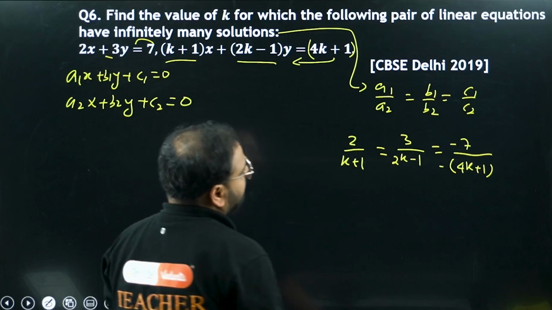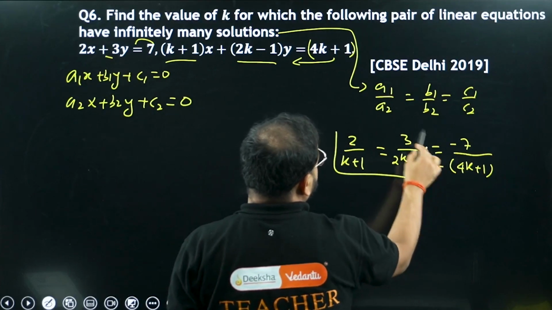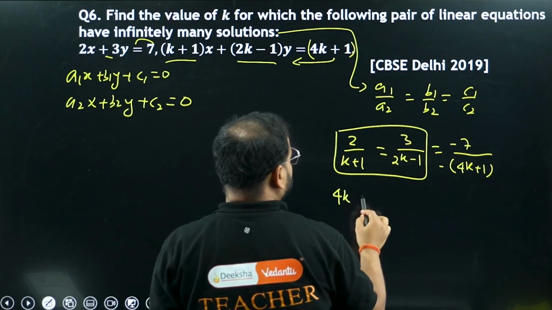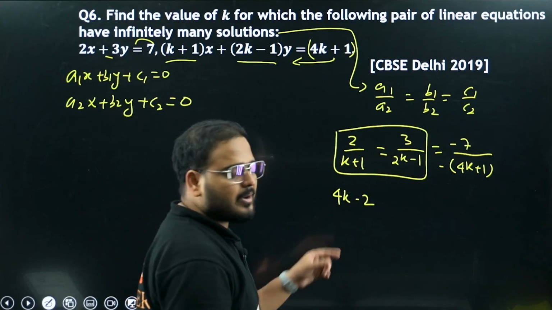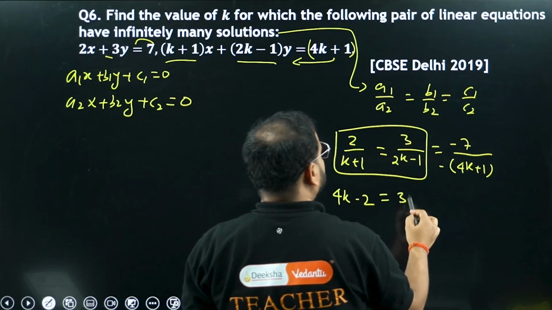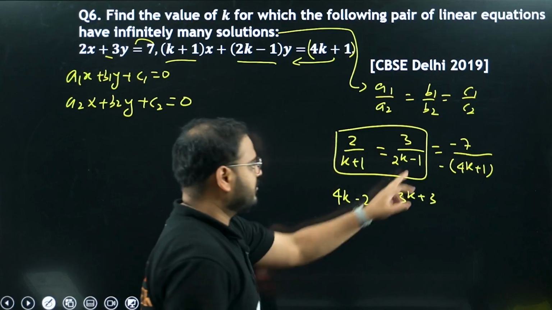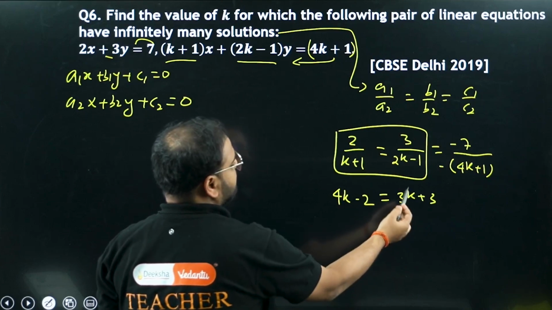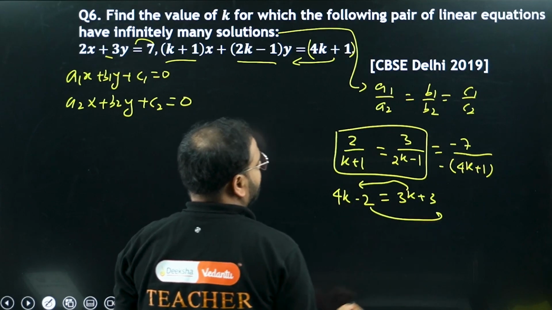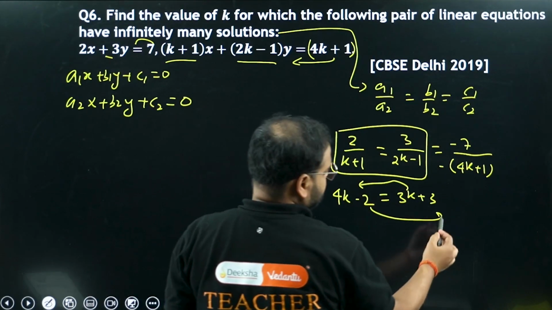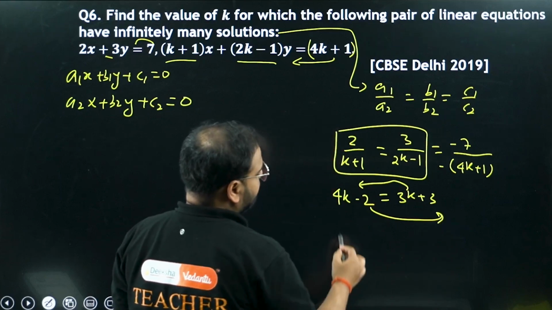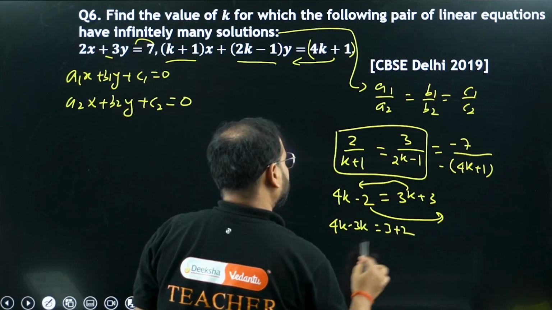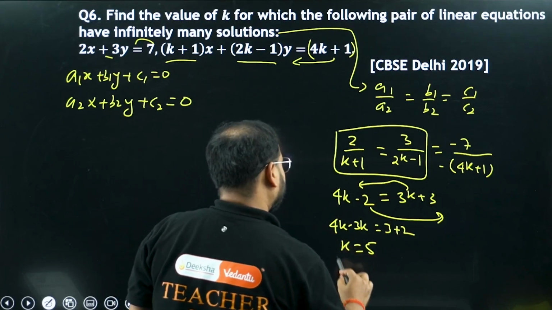Okay, chaliye. Now compare the first one from here. Please check. I'm going to get 2 times of 2K minus 1, so that is 4K minus 2. Over here, 3K plus 3, 3 into K, 3 into 1, cross multiplication. So solve it here, bring this 3K over this side and 2 on this side. You're going to get 4K minus 3K equals to 3 plus 2. So K equals to 5.